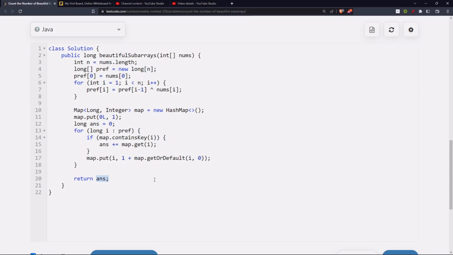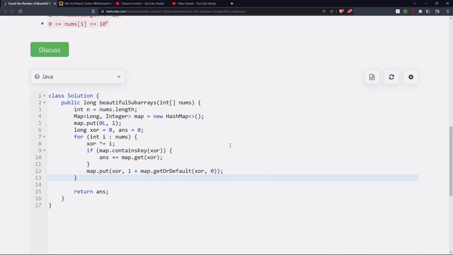Okay. Now, instead of creating our prefix array, we can do the same thing right on the go. We can take a XOR variable, initially 0. And in our map, we put the mapping 0 and 1 already. Now we start from 0. Then we do a XOR and see if this XOR is already present or not. If it is present, then in our answer, add how many times it is present. That number of times is nothing but the number of subarrays, isn't it? Then we update the frequency and then we move on. Okay. And at the end, we return our answer. So this is the solution.